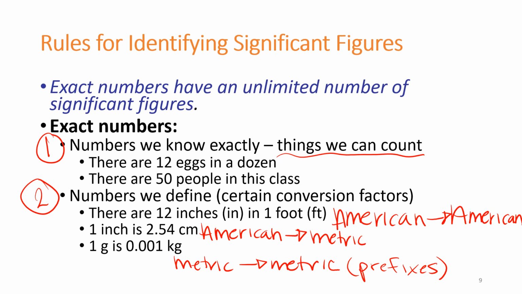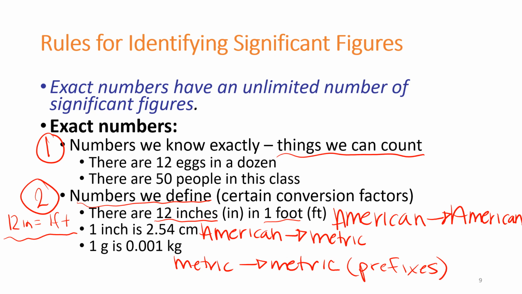Next, we have numbers that we have defined. These are certain conversion factors. The first of that type is when you're going from one American unit, so let's say inches, to another American unit. That's an exact number. This unit equation, which we're going to talk about, 12 inches equals 1 foot, has an unlimited number of sig figs because it's an exact conversion factor.